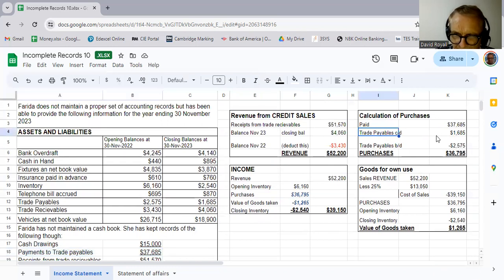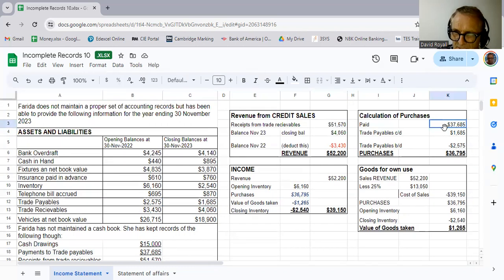But we had a figure we carried down, 1685. Where did that come from? There's that figure there, if you can see it on the screen. Okay. We actually bought those goods. We just haven't paid for them yet.